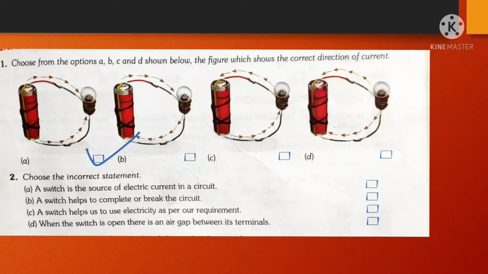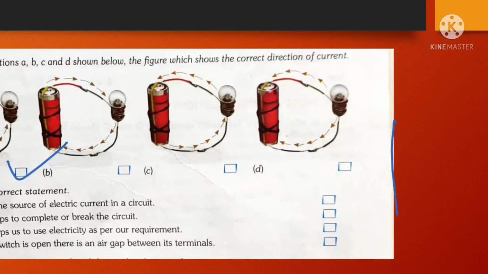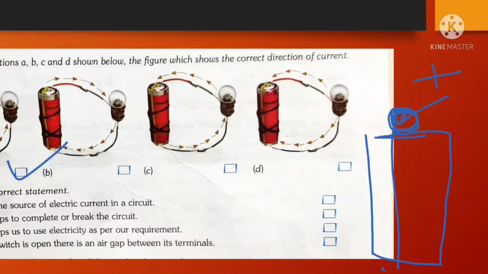Always remember children that the current always flows from the positive terminal towards the negative terminal. And in a cell, where is the positive terminal? So when you draw a cell children, on the top, can you see this metal plate? This is the positive terminal, and the metal disc down one, this is the negative terminal. Remember that. Okay, so in this way you can do this question. That's a very easy one, but it's very important once again. Now come to the next.